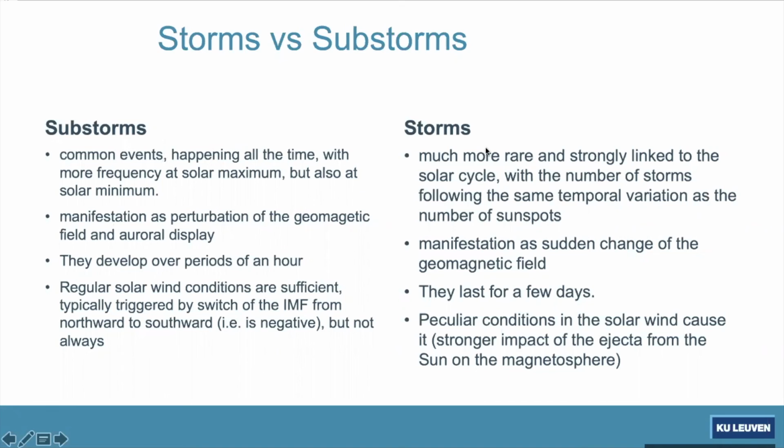Big storms instead are more important. But even substorms you need to know, because it may still impact the spacecraft communication, GPS systems. So it's something to monitor as well, but it's not going to kill anybody. Storms instead can be dangerous for astronauts and destroy transformers and power lines and stuff like that. So it's much more serious.